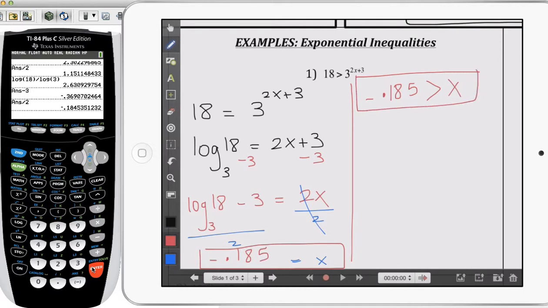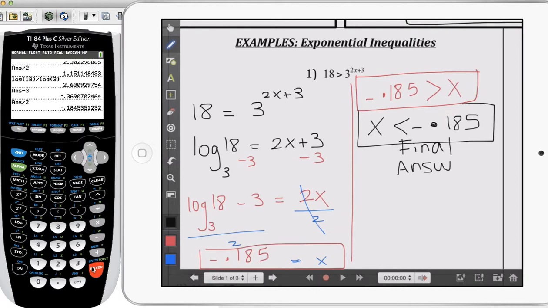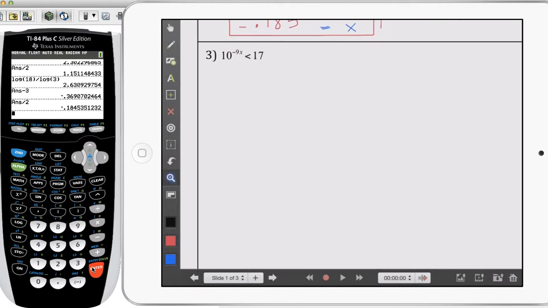You can write it as such, which means that x is less than this number, or you can just write x is less than this number if you feel more comfortable writing it this way. So both of these are correct answers. Now again, the exponential function has a horizontal asymptote, so it will not affect my x values. So this answer is going to be my final answer. x is less than negative 0.185. Okay? Now let's move on to our third example on the notes.